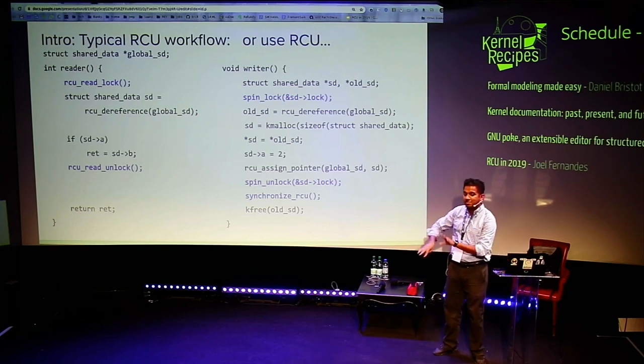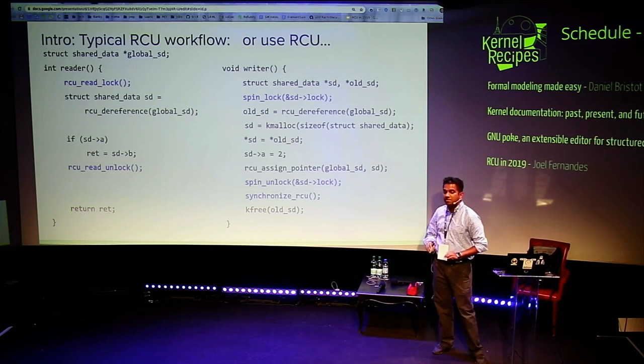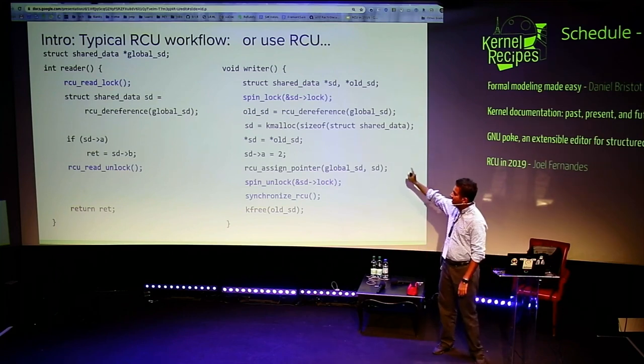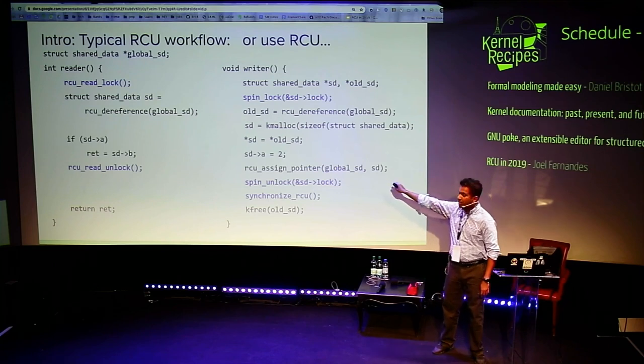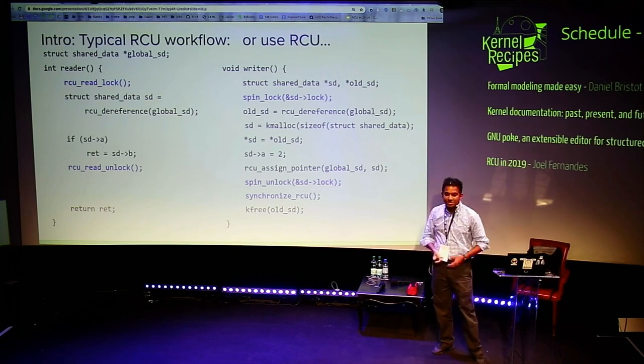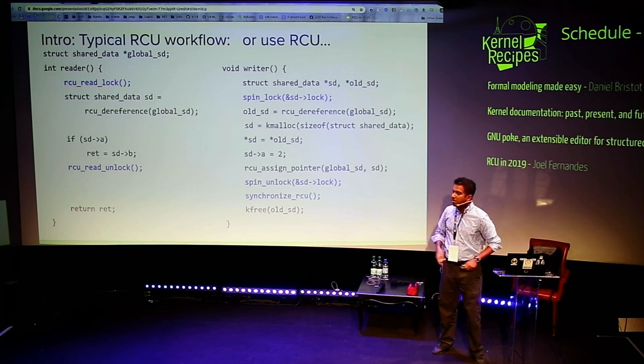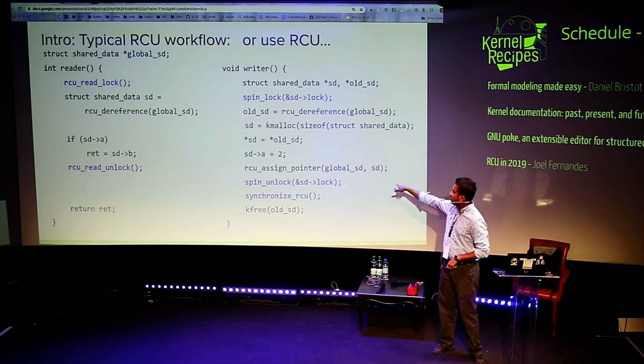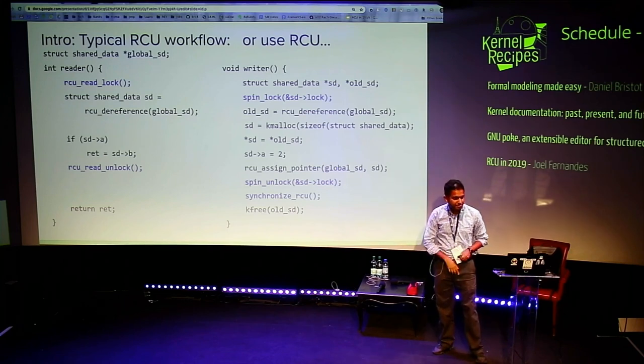Readers and writers are concurrent, so we don't want to do this update if there are any readers that are still reading it. So we first make a copy, and then we modify whatever we wanted to modify. And then we assign the global pointer that is accessed in the reader. We assign that with the modified copy.